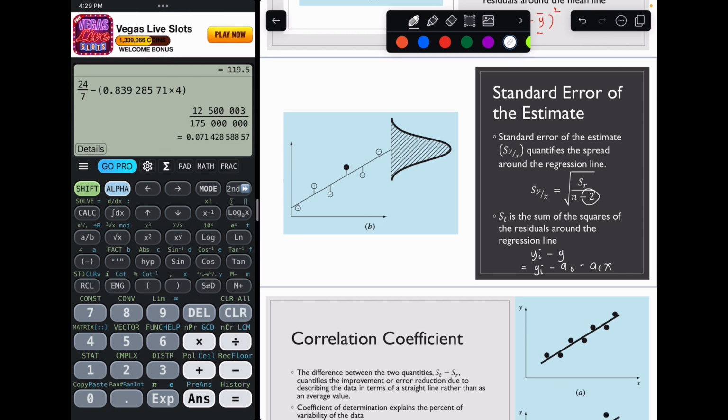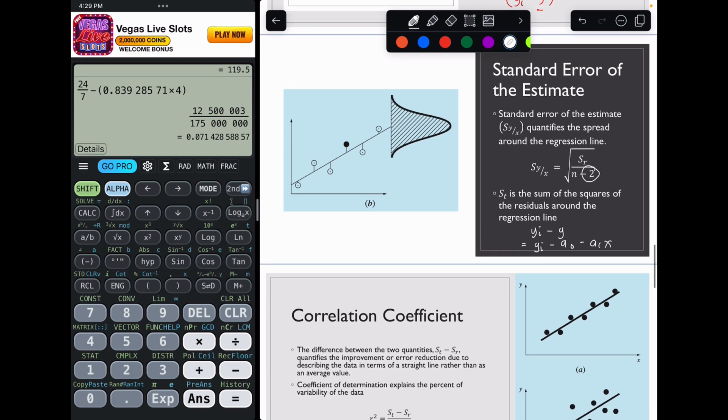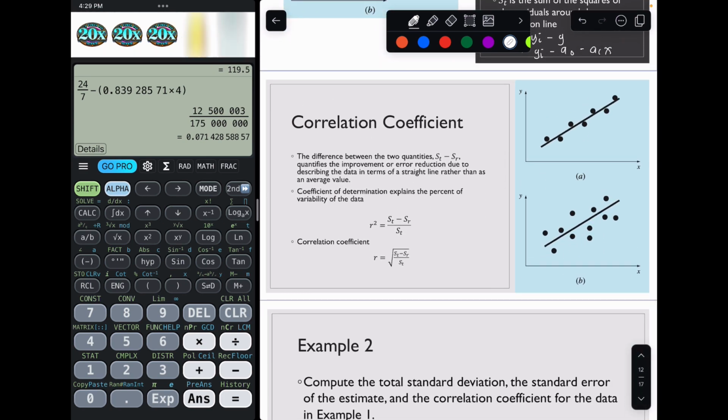Now, knowing the sum of the squares of the residuals around the regression line and around the mean line, we can compute the correlation coefficient. But before that, we have the coefficient of determination, which explains the percent of variability of the data. The coefficient of determination, r squared, is equal to S sub t minus S sub r, divided by S sub t.